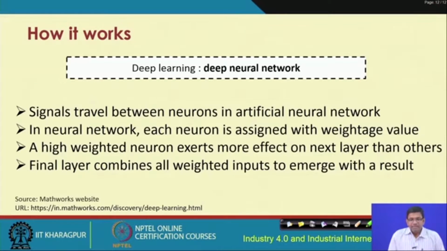One of the very popular techniques in deep learning is the deep neural network. A deep neural network is again based on artificial neural networks, but it is a bit deeper. I will show you schematically shortly how a deep neural network looks, but before that: in a deep neural network, the signals travel between different neurons and layers of neurons. Each neuron is assigned some weighted value. A high-weighted neuron exerts more effect on the next layer than the others, and the final layer combines all the weighted inputs to emerge with a result. This is how it works.